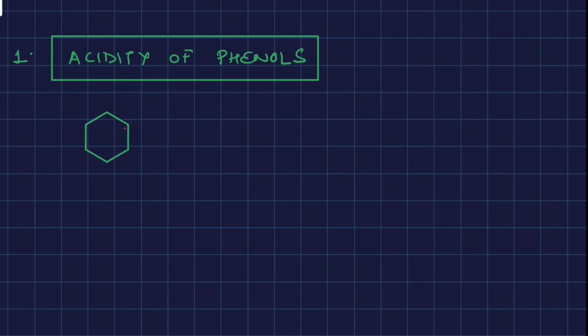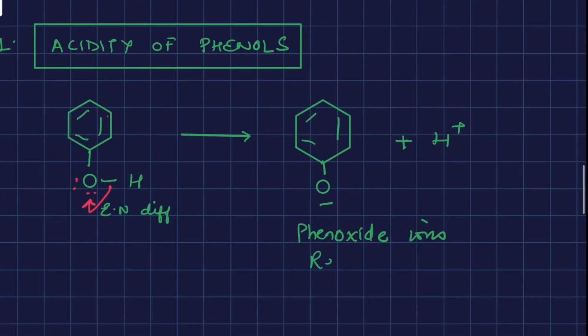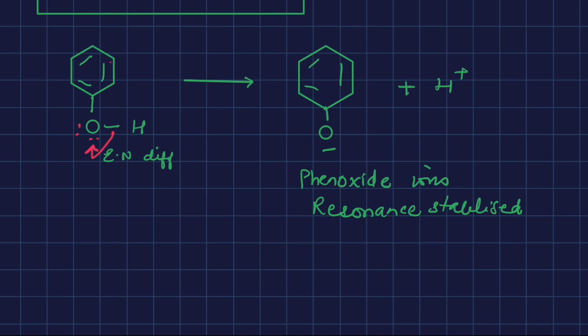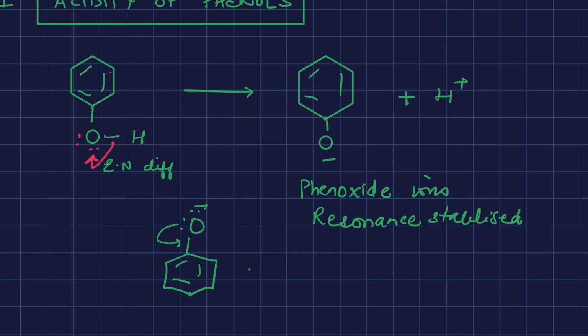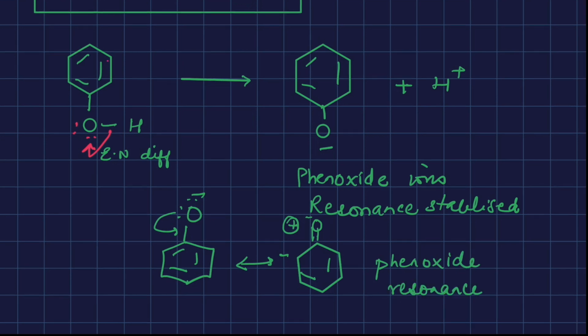Acidity of phenols. Phenols have O attached to H, which have an electronegative difference. As a result, guys, these electrons will be more attracted towards this more electronegative species, and the bond is bound to break. Best part is, if it breaks, we get phenoxide ion. This is resonance stabilized. If you want, I can just draw one resonating structure. This goes here. So this is phenoxide, showing resonance.